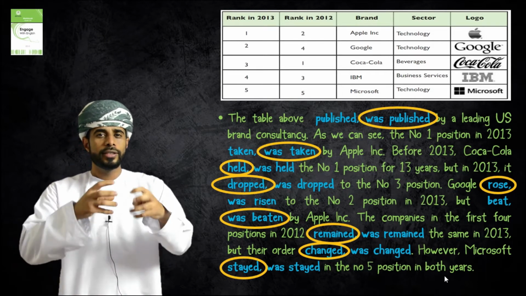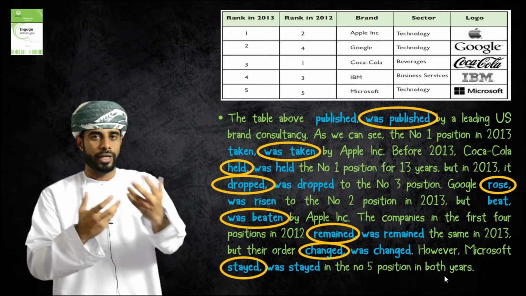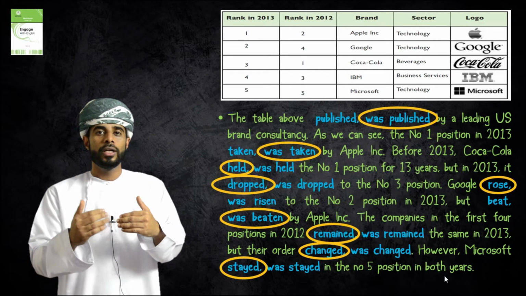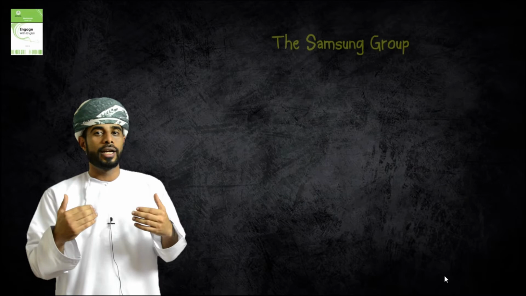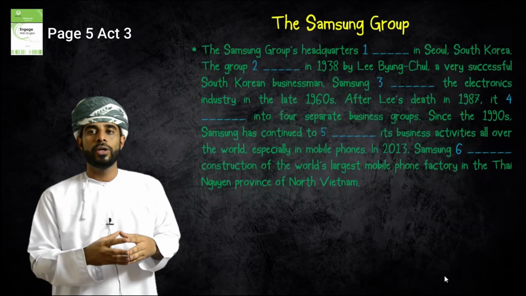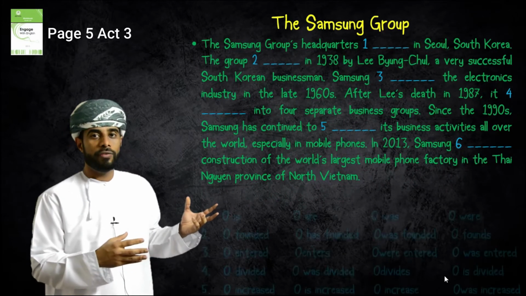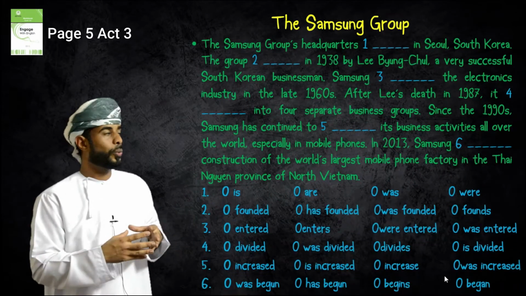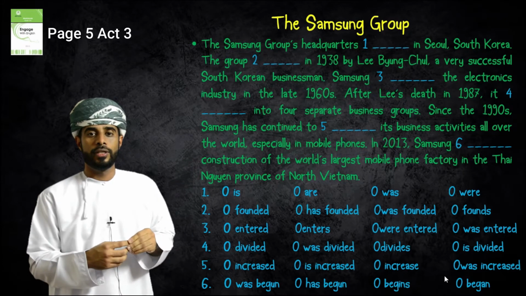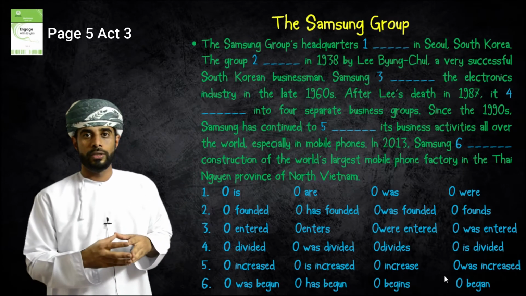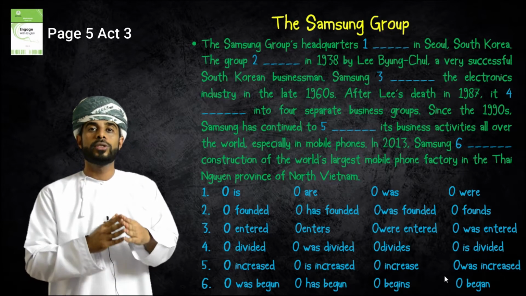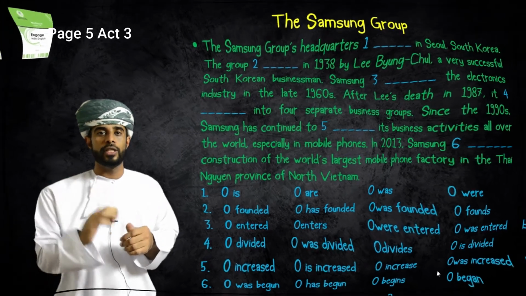I hope now you get the idea more clearly. The next activity will help you get a clearer idea. Look at this activity, the Samsung group. Now in here you are given a multiple choice question. You need to choose the correct answer from these multiple choices. Okay, go ahead, read and choose the most suitable tense for each sentence.